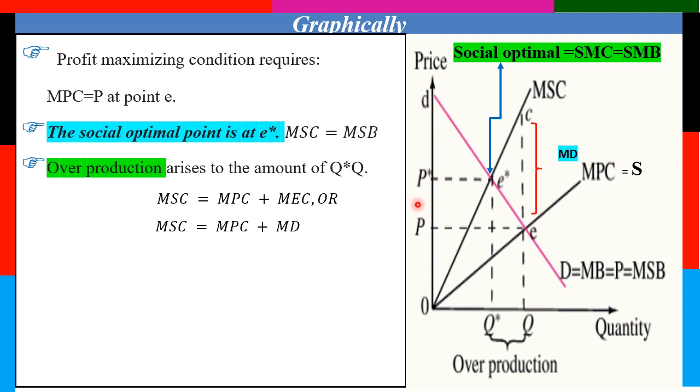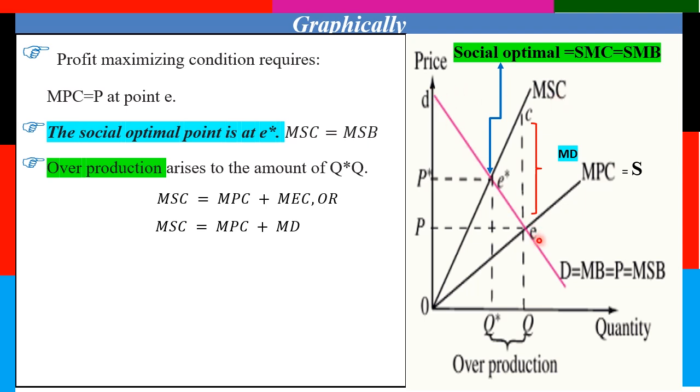We have the price along the vertical axis and we have the quantity along the horizontal axis. And this curve is marginal social cost. And the pink one is the demand or marginal social benefit, or simply the marginal benefit. And this curve is the marginal private cost, also known as the supply curve. Marginal private cost means it is the supply curve. This is the supply or marginal private cost curve, and this is the marginal social cost.